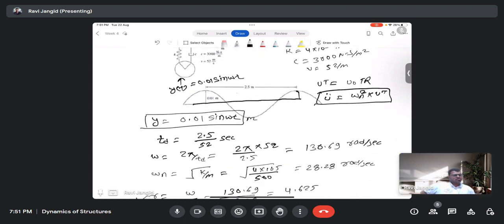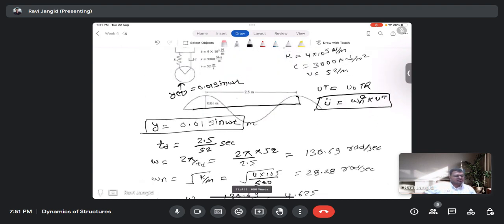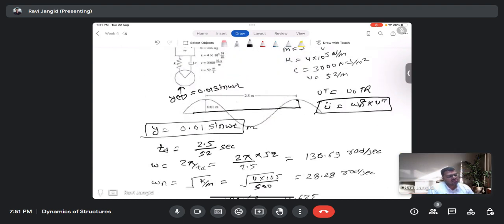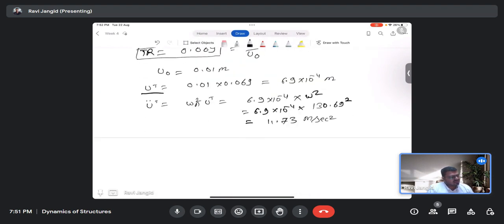Did he give the function? I didn't get it initially. Yes, the function is there, right? Yes, so that's why it will come for the acceleration. If you calculate the acceleration of this, let us write it here. Your y(t) is given to you as 0.01 sine omega t. So your y double dot t becomes 0.01 omega square sine omega t, with a negative sign.